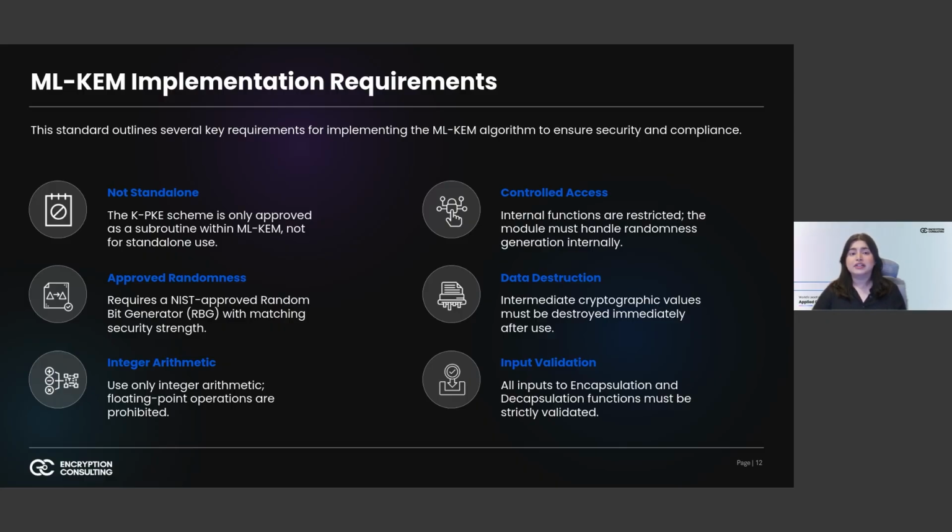Finally, we have the integrity gate: input validation. The implementation must include mandatory checks on all inputs to the encapsulation and decapsulation functions. This ensures that the shared secret key, the ciphertext, and the public key conform to the exact expected structure and length. This is a necessary defense against common exploitation techniques that use malformed inputs to induce errors, crash the system, or disrupt the decapsulation process to potentially leak information.